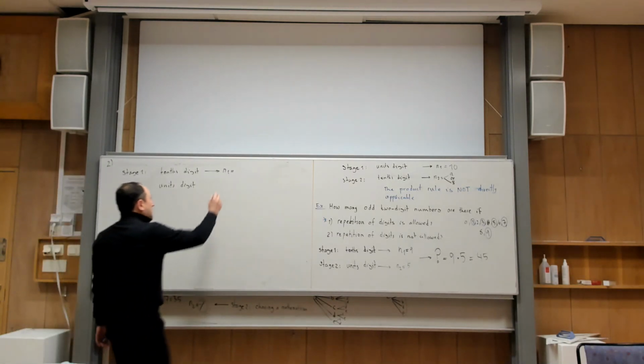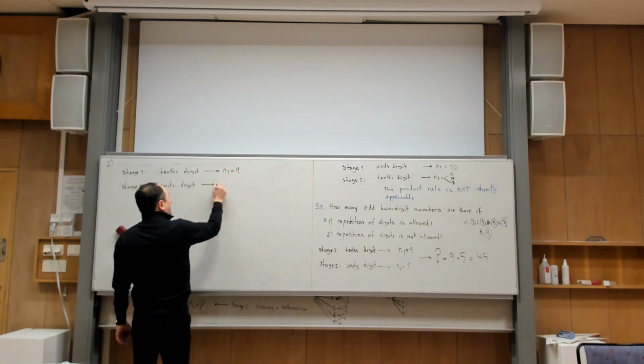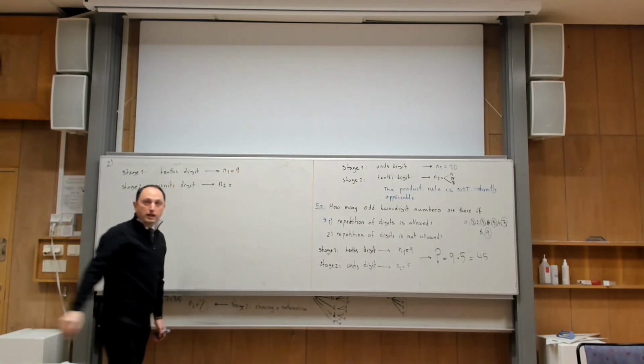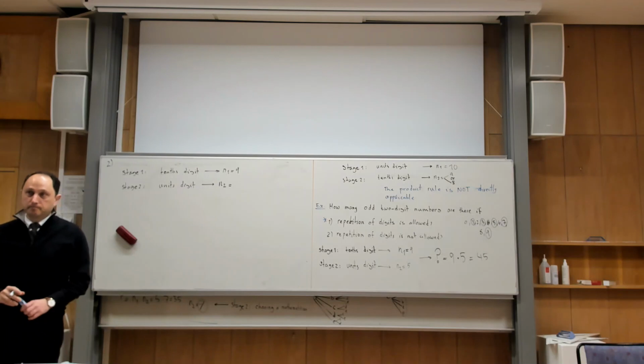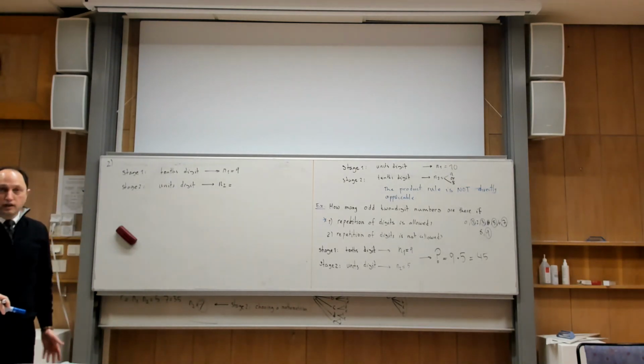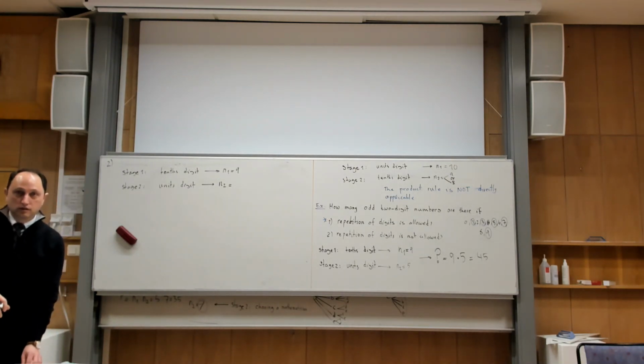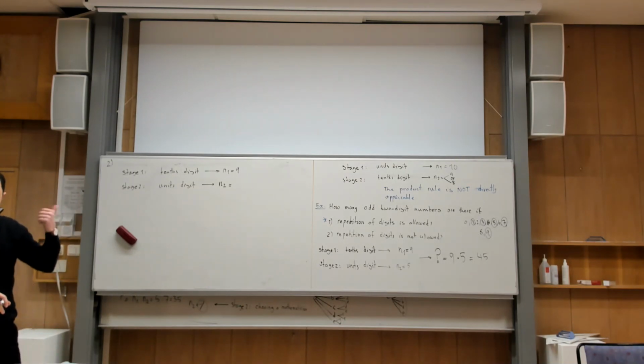Yes? But how many options are available for the second stage? Can I write 5 again? Yes? 5 or 4. 5 or 4, depending on how I have done it. This is crucial.